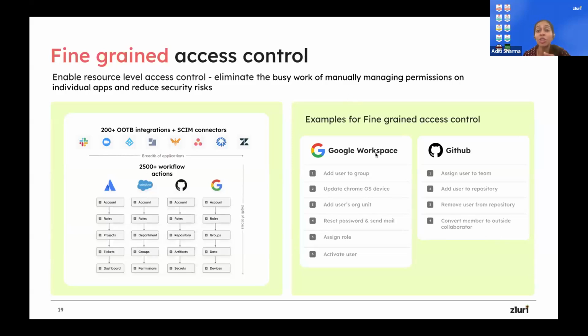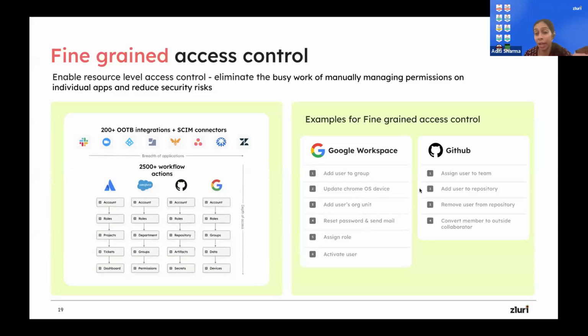So we have shown you two examples here, one for Google Workspace and one for GitHub. You can see for yourself the different kinds of actions that users can set up within our platform and automate. For Google Workspace, we are not only adding the user to a certain group, but we can also update their Chrome OS device. We can add them to specific org units. We can reset their passwords, send them emails, and so on and so forth.